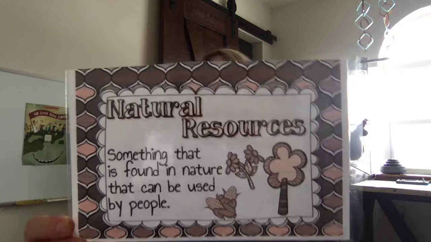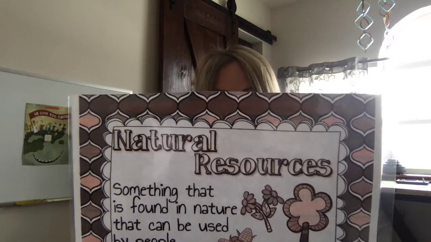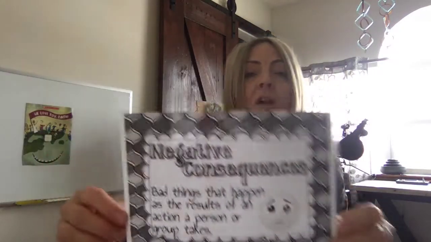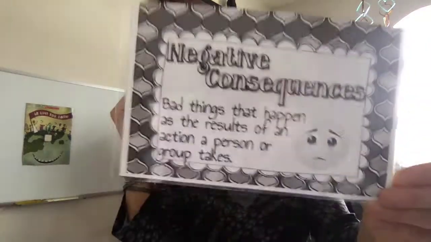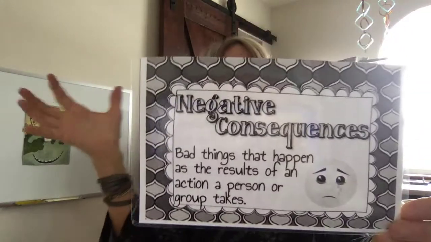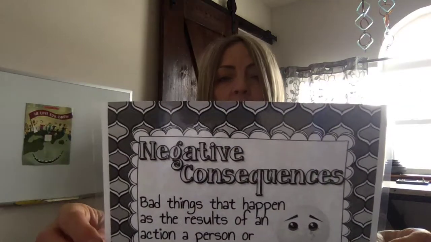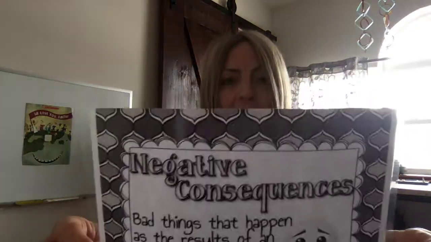Something that is found in nature is a natural resource. It's something that we can find in nature that we use, such as water. Crops and land, plants that grow in the land, and trees are natural resources. Okay, negative consequences: these are bad things that happen as a result of an action a person takes. It has a negative consequence on something else, okay? A group may chop down a bunch of trees, and it would have a negative consequence on the animals or the wildlife that live in that area. Negative consequences.